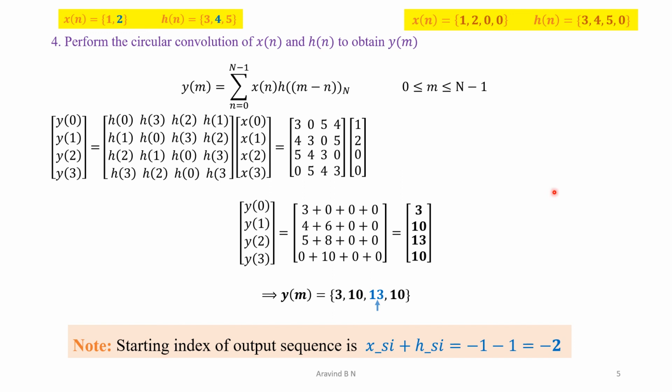So comparatively this procedure is going to be quite straightforward and a quite faster way of solution. But the only thing is we need to take care of mentioning the origin position once we have calculated the sequence y of m at the end.